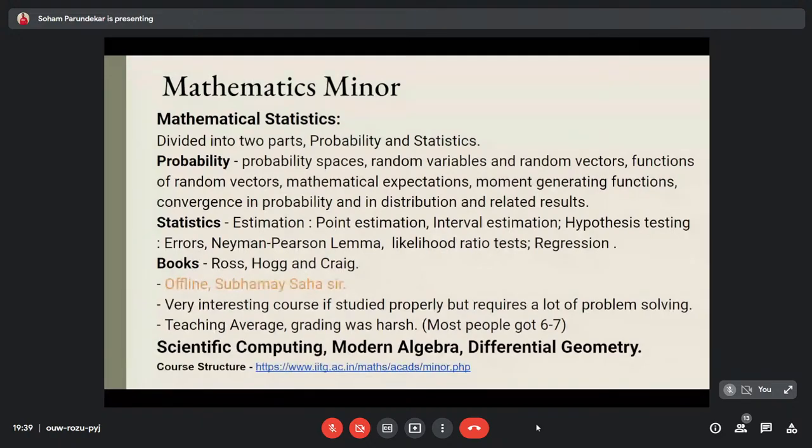In the coming semester, we have scientific computing, modern algebra in the 6th semester, and differential geometry in the 7th semester. Now, I've added the course structure as well to have a look.